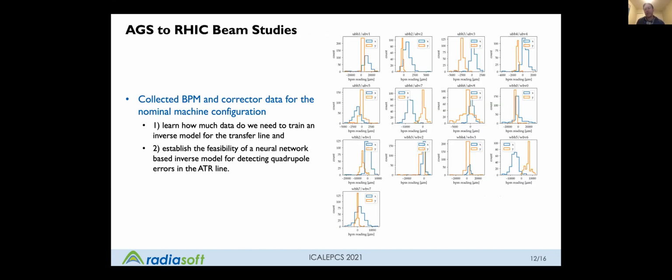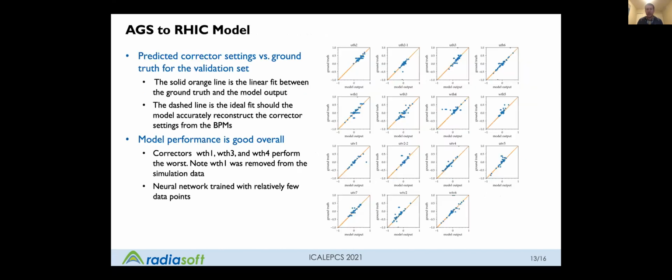So we're in the process of transferring this onto the machine. The first thing is to collect BPM and corrector data from the nominal machine configuration and train a neural network on it. We had a short beam study period, so we were able to collect a small amount of data and train an initial neural network on that data. This is showing the results of that inverse model training.